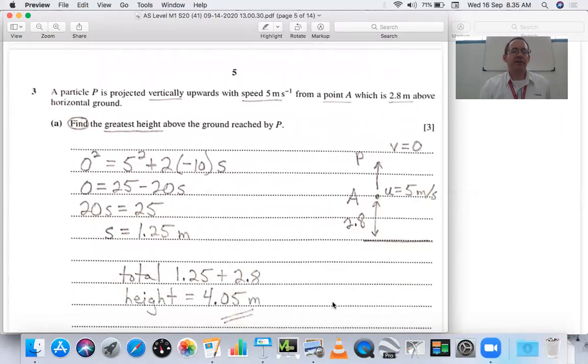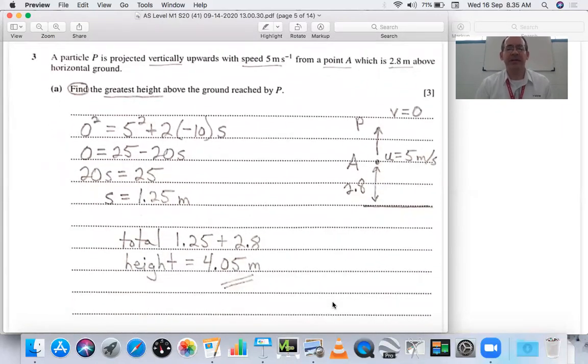Number 3, a particle is projected vertically upwards with a speed of 5 meters per second from a point A, which is 2.8 meters above horizontal ground. So here's our picture on the right. Here's our horizontal ground. Here's point A, 2.8 meters above the ground. And from this point, we have our particle P projected upwards with an initial velocity of 5 meters per second. So find the greatest height above the ground reached by P.